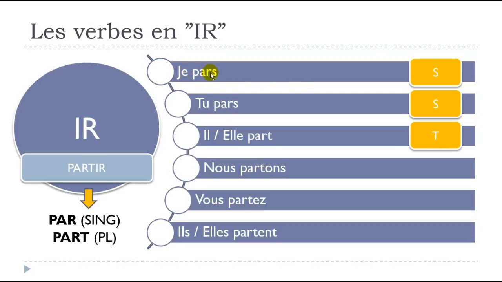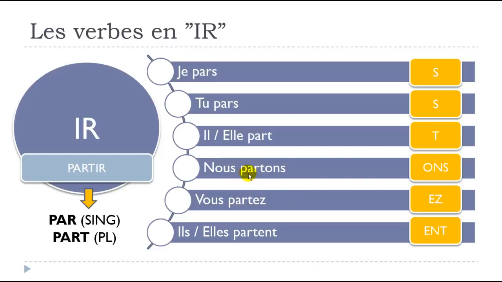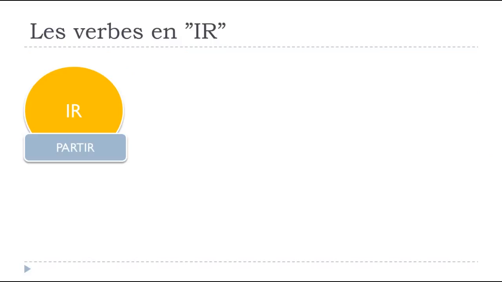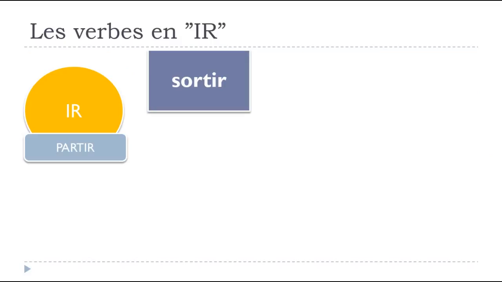Phonetically, je pars, tu pars, il part, elle part, okay? And for the plural, as we saw, you just keep this P-A-R-T and you add the endings O-N-S, E-Z, E-N-T. And you will get nous partons, vous partez, ils partent, elles partent. Alright? So, let's see now the verbs that will be conjugated like partir.